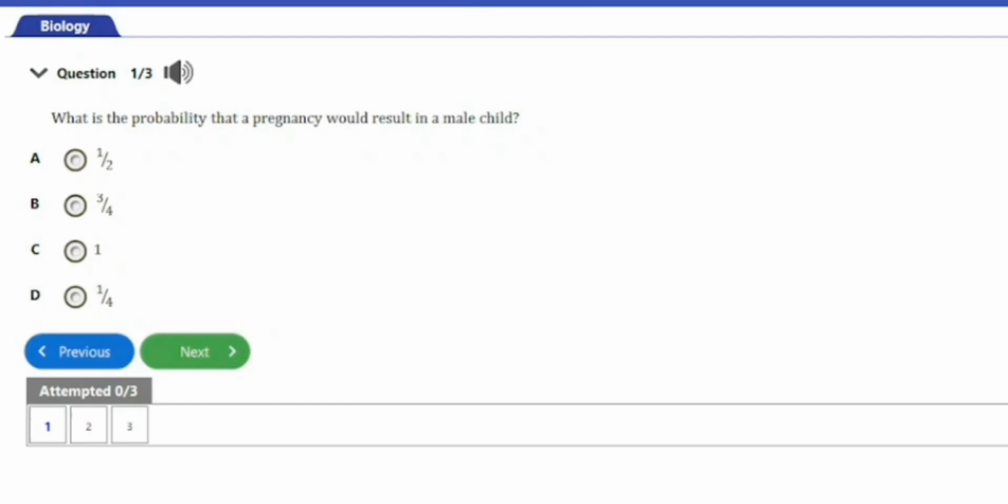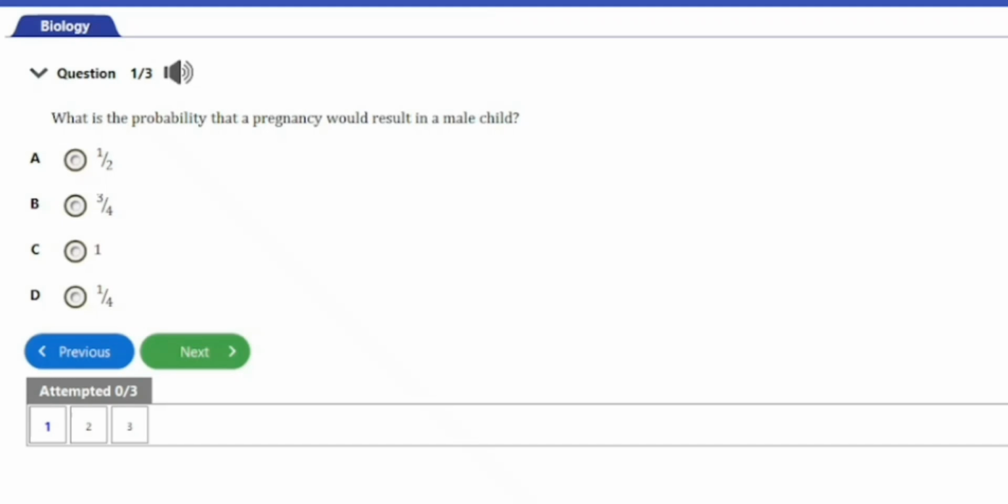It says, what is the probability that a pregnancy would result in a male child? A. 1/2. B. 3/4. C. 1. D. 1/4. So guys, the answer here is 1/2. The probability that a pregnancy would result in a male child is 1/2.